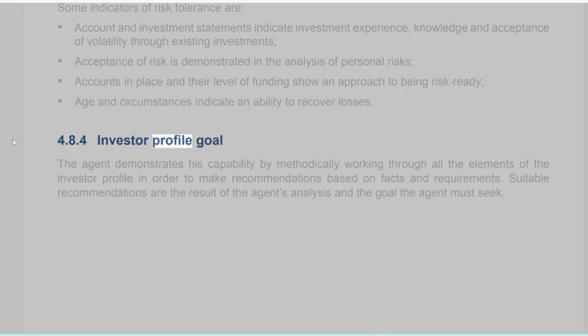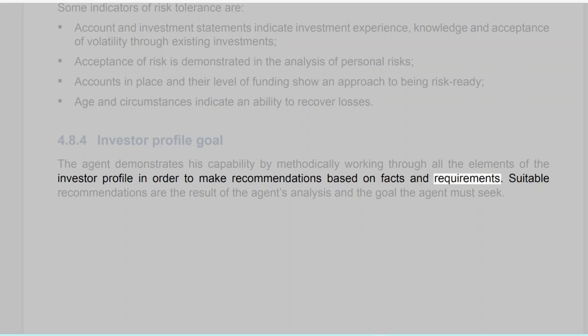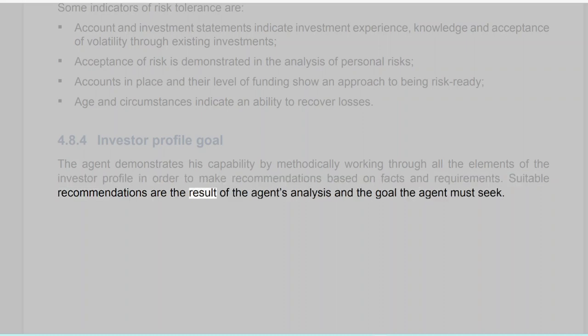4.8.4 Investor Profile Goal. The agent demonstrates his capability by methodically working through all the elements of the investor profile in order to make recommendations based on facts and requirements. Suitable recommendations are the result of the agent's analysis and the goal the agent must seek.